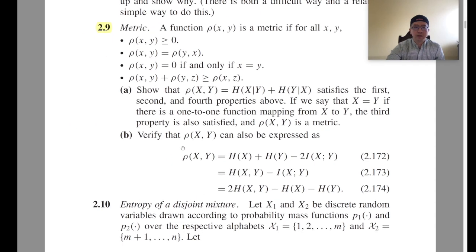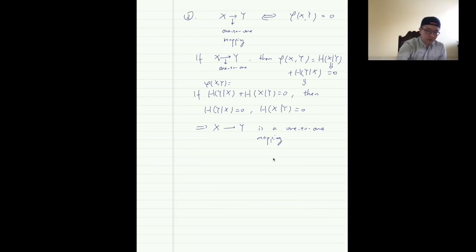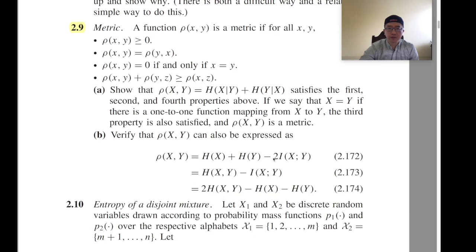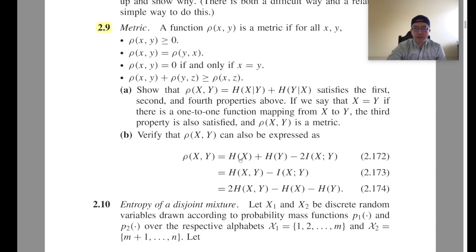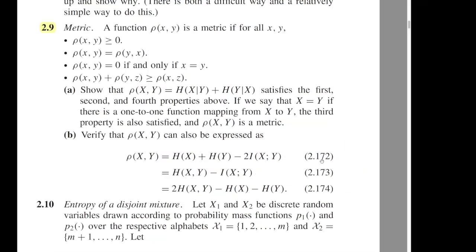Let's see part B. For part B, we need to verify these identities. Let's see how we can do that. Maybe we'll start from a new page for part B. So H(X,Y) equals H(X|Y) plus H(Y|X). Okay, so the first identity is H(X), H(Y), and the mutual information between X and Y, right?